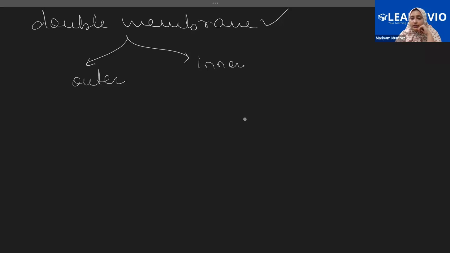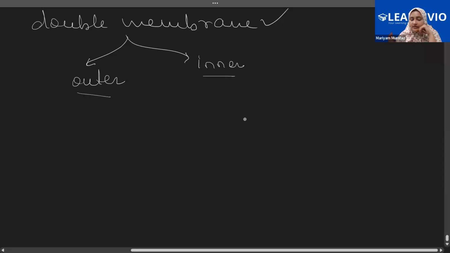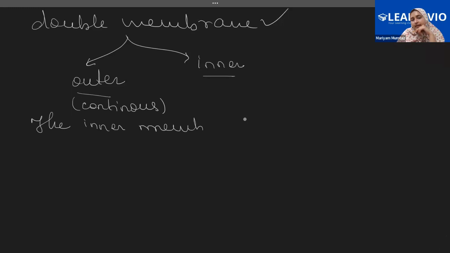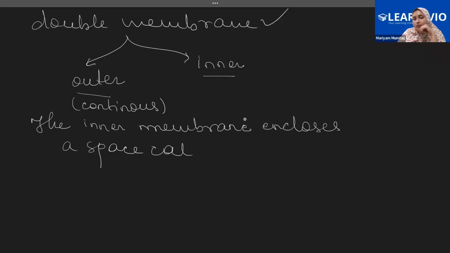So the structure of the chloroplast, it is a double membrane structure. One is the outer membrane and then there is the inner membrane which is present. Now, remember that the inner membrane encloses a space and the outer membrane is continuous, and the inner membrane encloses a space called stroma. Stroma is the space which is enclosed by the inner membrane.